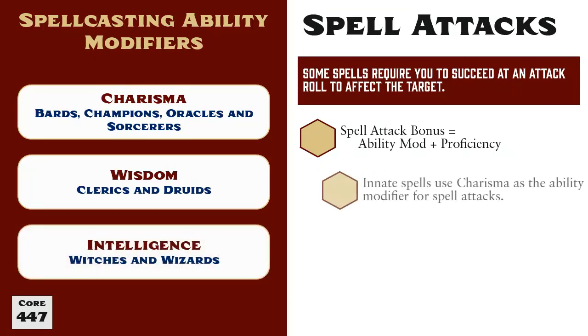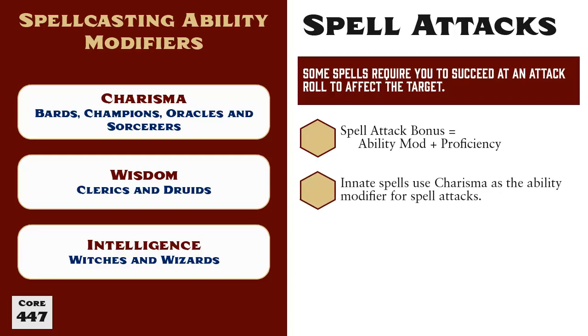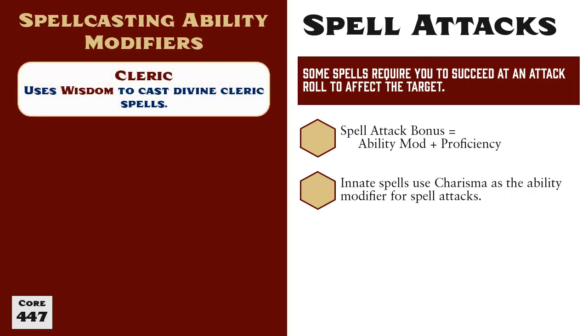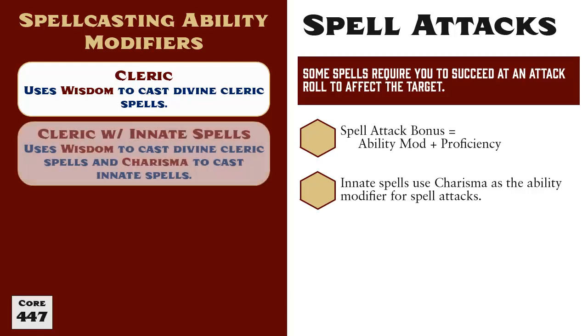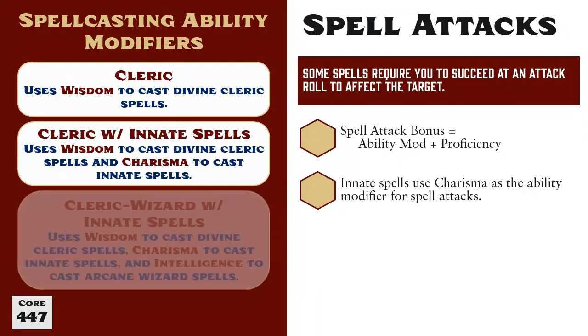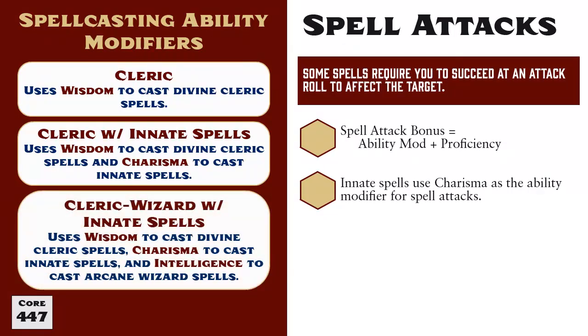Innate spells, which we'll be talking about more in an upcoming video, use the caster's charisma modifier, and other sources of spells can specify what ability modifier to use for their spells, but the rule of thumb is, when in doubt, use charisma. And this can lead to situations where a caster uses different ability modifiers to cast different spells. For example, a cleric would use their wisdom modifier when casting divine spells granted by their class, but that same cleric would use charisma when casting innate spells. And if that cleric also multiclassed into wizard, then they would use their intelligence modifier when casting arcane wizard spells.